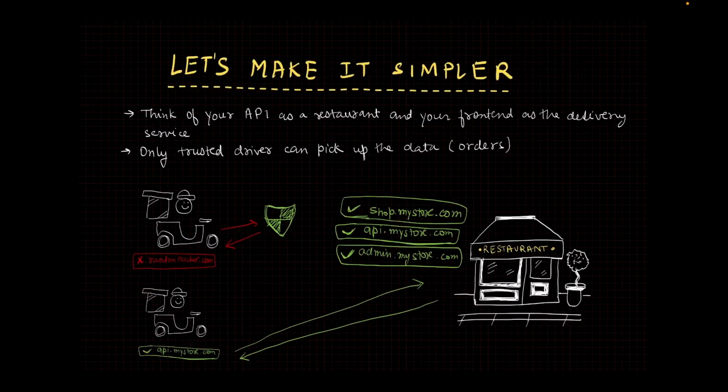Now let's make it simpler. Think of your API as a restaurant and your frontend as the delivery service. Only the trusted driver can pick up the data, which means the orders here. Suppose that here we have our trusted delivery partner and it can send and receive data, as you can see, because the origin here matches the trusted origin of the restaurant. However, if some random delivery guy tries to pick up the order from the restaurant, the CORS here blocks the request and it doesn't reach the restaurant.